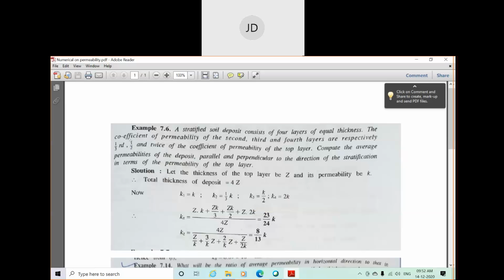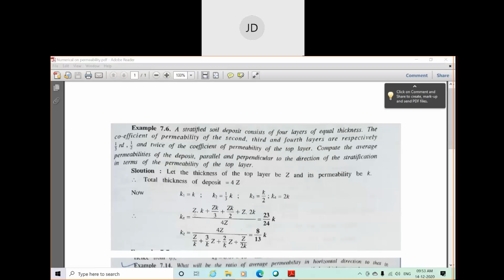Coefficient of permeability of the third layer is half of the first layer, so k by 2. Coefficient of permeability of the fourth layer is twice of the first layer or top layer, so twice k. And generally the first layer is equal to k. So from the problem statement you will get this condition, that is k1 equal to k, k2 is equal to one third k, k3 is equal to k by 2, and k4 is equal to twice k.